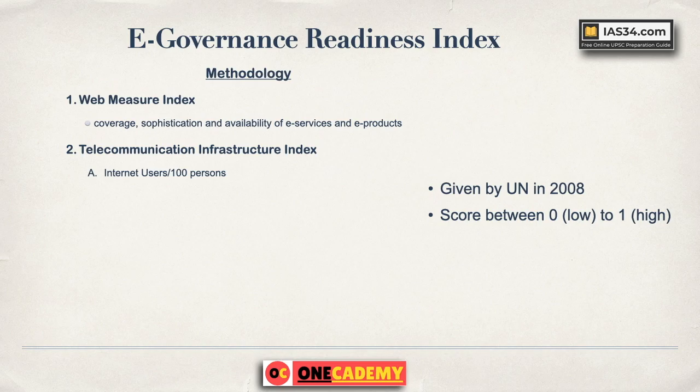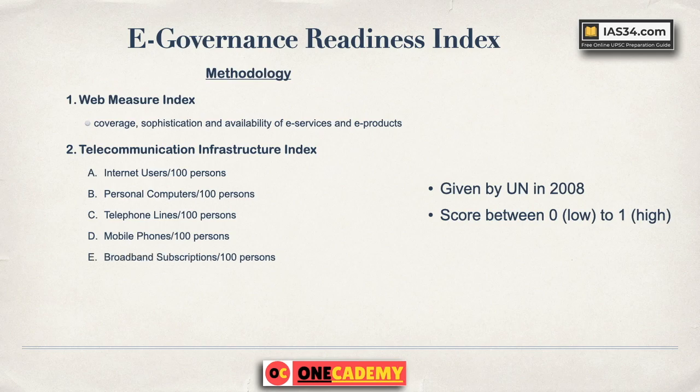Number one is internet users per 100 persons, personal computers per 100 persons, then the number of telephone lines per 100 persons. Mind you, this was made in 2008, so telephone lines were there and mobile phones were also there. Maybe telephone lines will be removed because now hardly anyone keeps landlines, but so far it is there. Mobile phones per 100 persons, and finally broadband subscriptions per 100 persons.